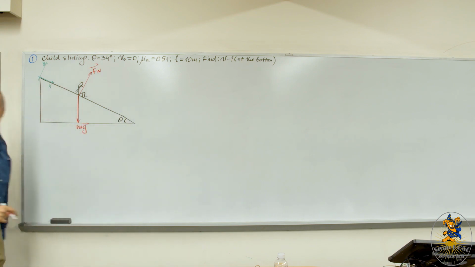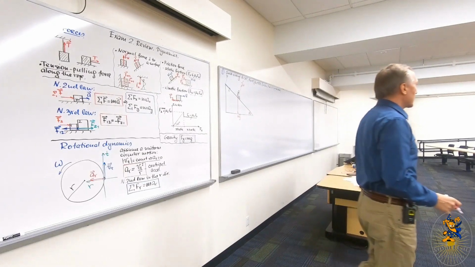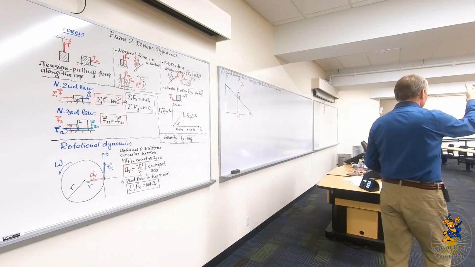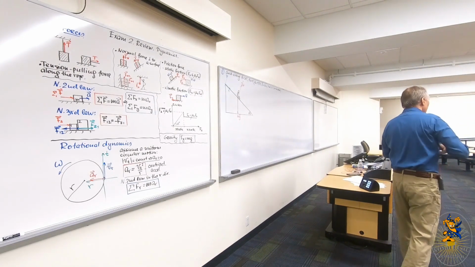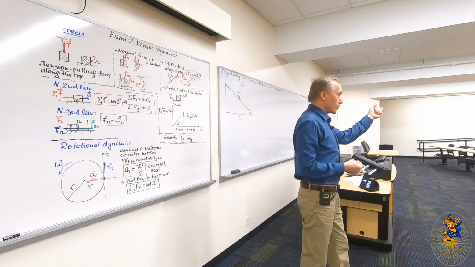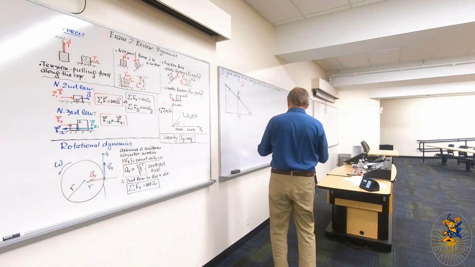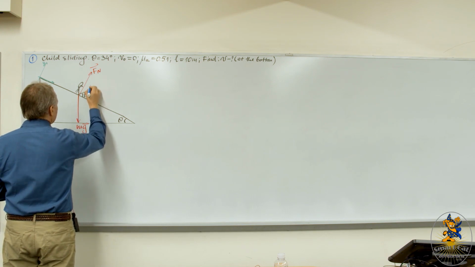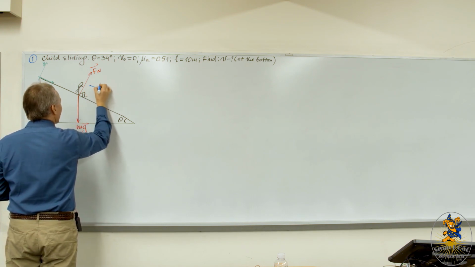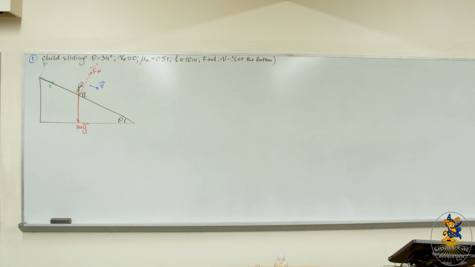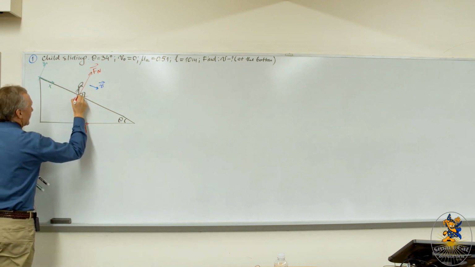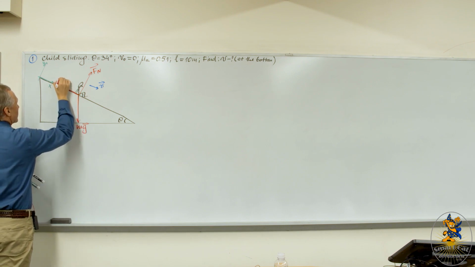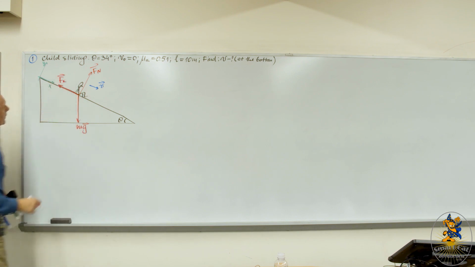And then what else should act on the child? Friction force. Since the child slides down, the friction force must be up the incline. And this is the kinetic friction. Okay, essentially almost completed free body diagram.